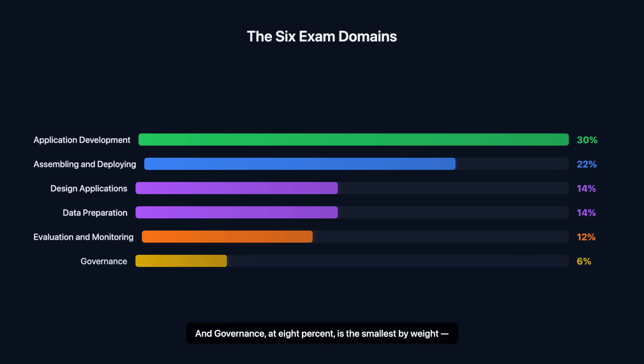Evaluation and monitoring is 12%, and governance, at 8%, is the smallest by weight, though Unity Catalog still touches every other domain. These same proportions are how the exam allocates its scenarios, so the time you spend on each domain in this course mirrors both.